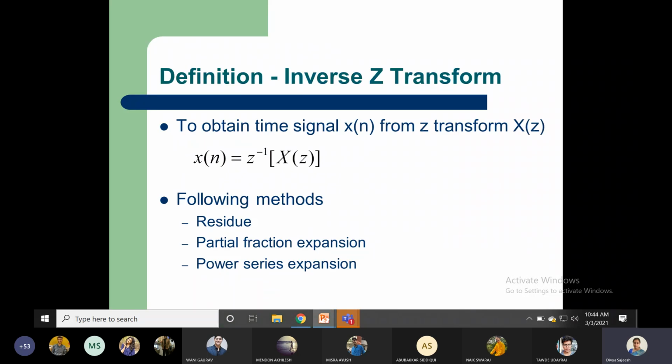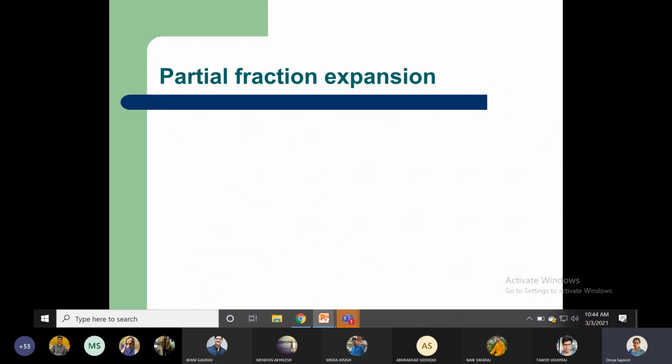To obtain the time signal x of n from the Z transform of the signal x of z, that is Z inverse of x of z. So how do you obtain x of n? By applying Z inverse to x of z. There are three methods available: residue method, partial fraction expansion, and power series expansion. Only one method you need to study, which is the simplest one, the partial fraction expansion method. So let us see that method.